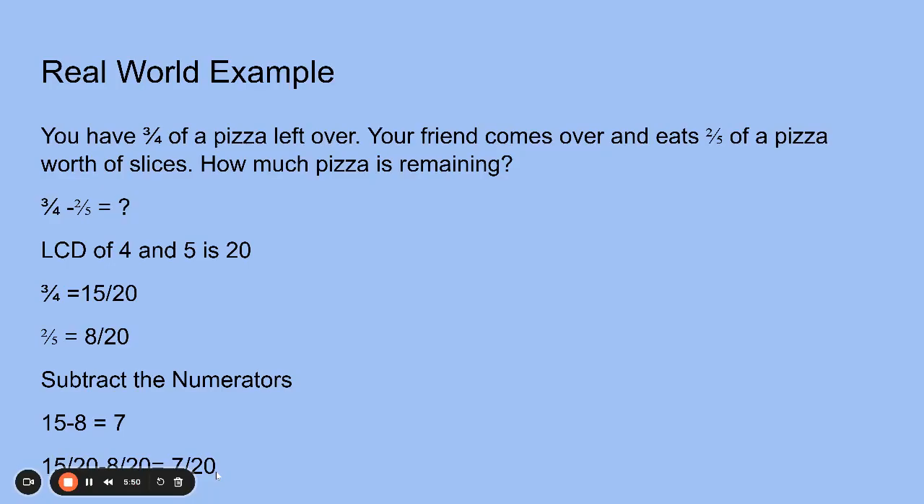The least common denominator of 4 and 5 is 20. So 3/4 is equal to 15/20. And then 2/5 is equal to 8/20. Then you subtract the numerators. 15 minus 8 equals 7. So 15/20 minus 8/20 is equal to 7/20.